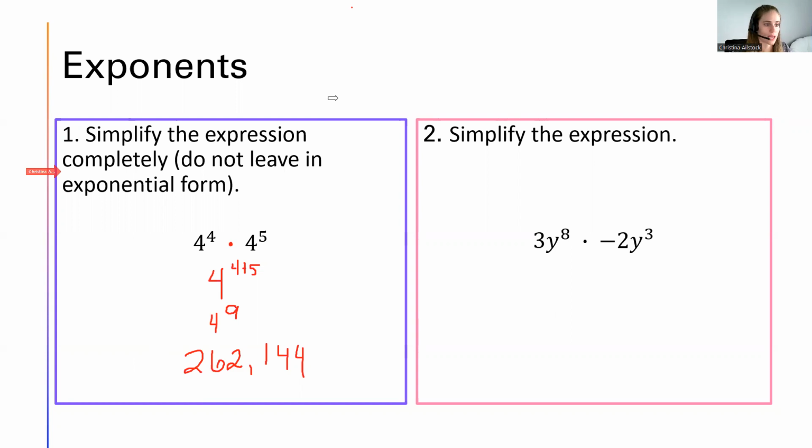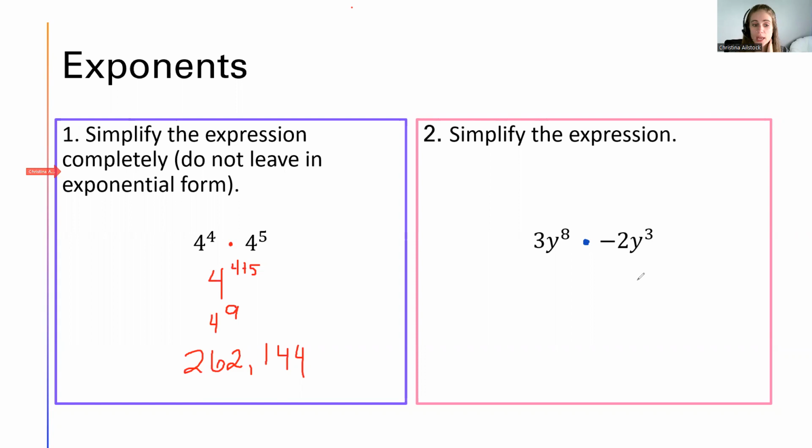All right, let's go ahead and look at number 2. We are being asked to simplify the expression. So very similar to earlier, only this time we don't have to simplify it completely. We just need to simplify it as much as possible. We have 3y to the 8th times negative 2y to the 3rd. Once again, we're going to be using that product property because we are multiplying.